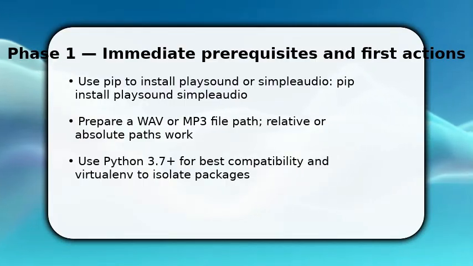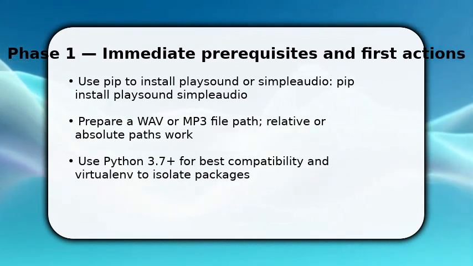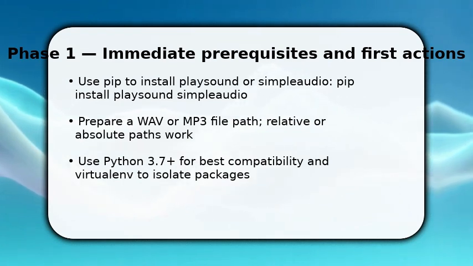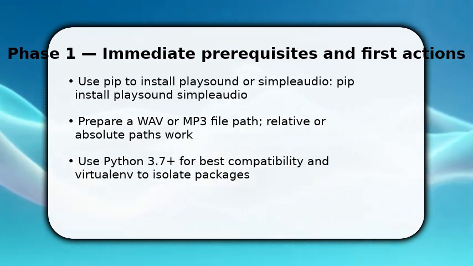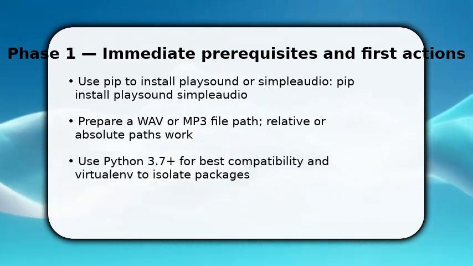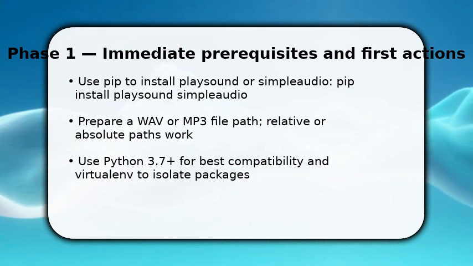You begin by installing a lightweight library so you can play audio with minimal code. Run pip install playsound or pip install simpleaudio and make sure your Python environment is active. Once done, place the audio file, WAV or MP3, in your project folder or note the full path. This reduces path errors and permissions issues.